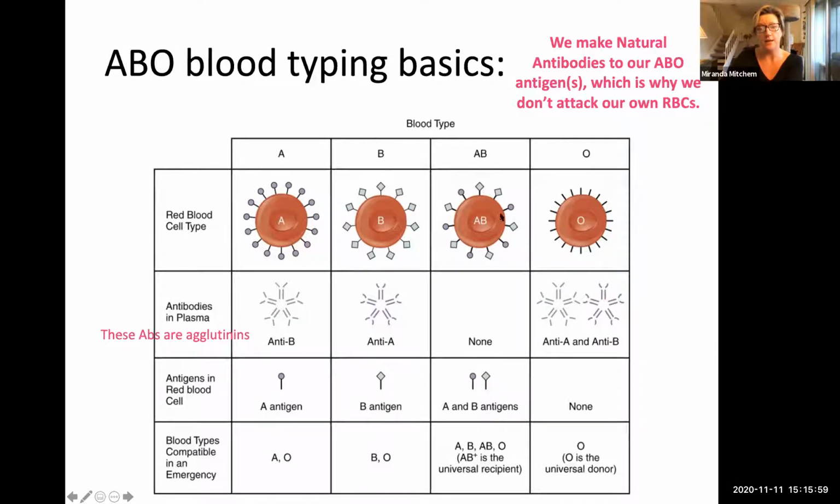So we've got the A allele, or actually it's not an allele anymore, we're talking about the protein. We've got the A, we're talking about the carbohydrate antigen. We've got the A and the B, both of them expressed. And then on blood type O, nothing's expressed there. They don't have either of those carbohydrates on their cell surface.